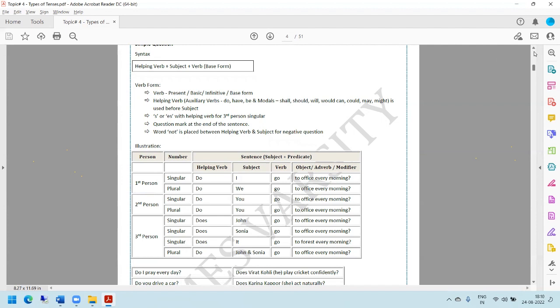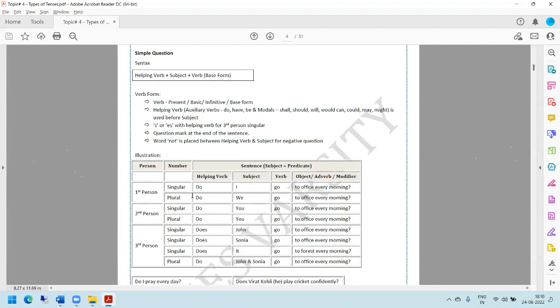So in a simple question sentence, the helping verb is used first. You see, helping verb plus subject, then verb, and then the remaining part of the sentence. So helping verb, subject, verb, and then the remaining words. Okay, so this is the syntax.